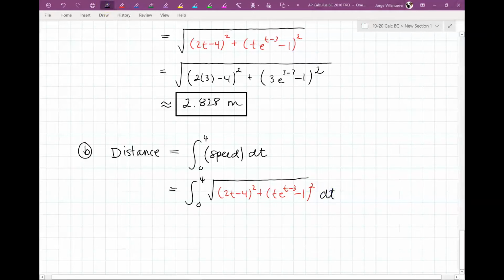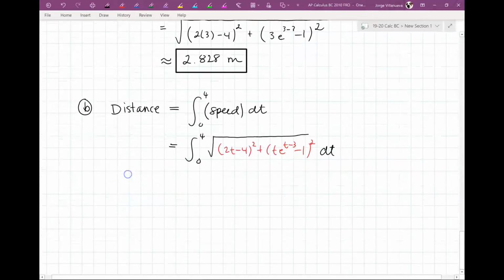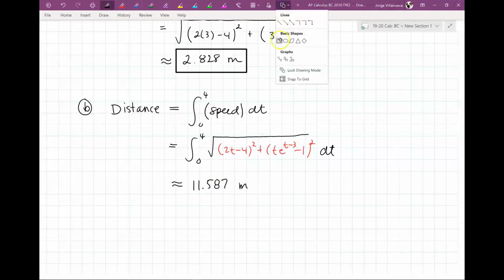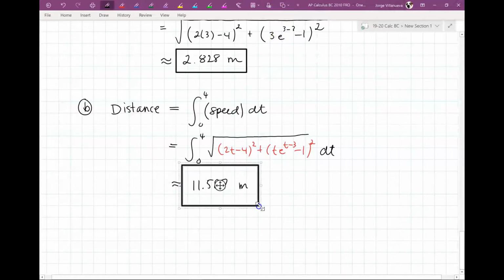Now again, you're going to let your calculator do this because question number 3 back in 2010 was calculator active. The first 3 were calculator, the last 3 were not. So you're going to put this into your calculator and you're going to get approximately 11.587 or 588, it just kind of depends. I'm going to say maybe don't round it just to stay safe. But you could put 11.588 and that would be okay as well. So that's part B when they ask us about distance.